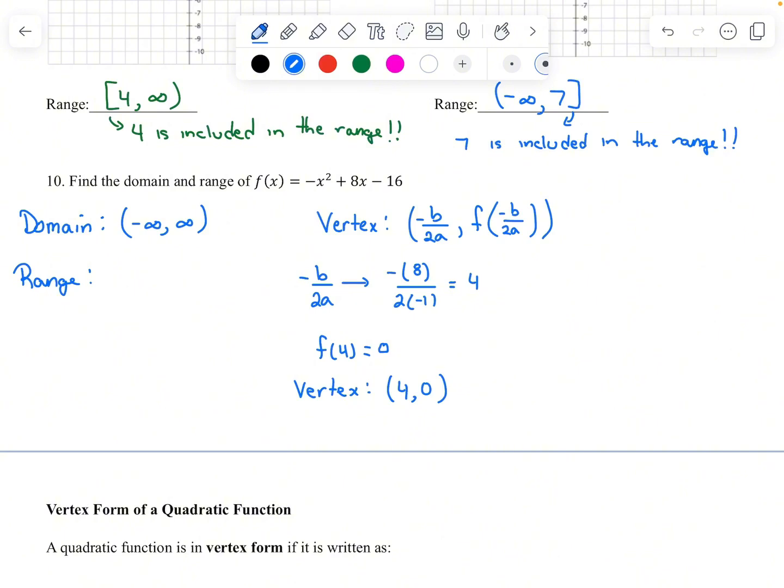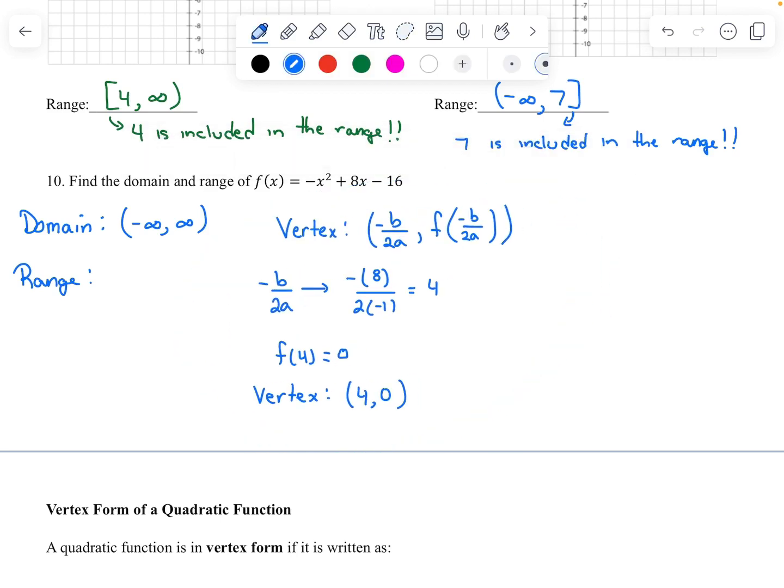Now to determine if this vertex is the highest point on the graph or the lowest point on the graph, to figure that out, we have to just look at the value of a. a is equal to negative 1, which is less than 0. Since a is less than 0, the parabola opens down.